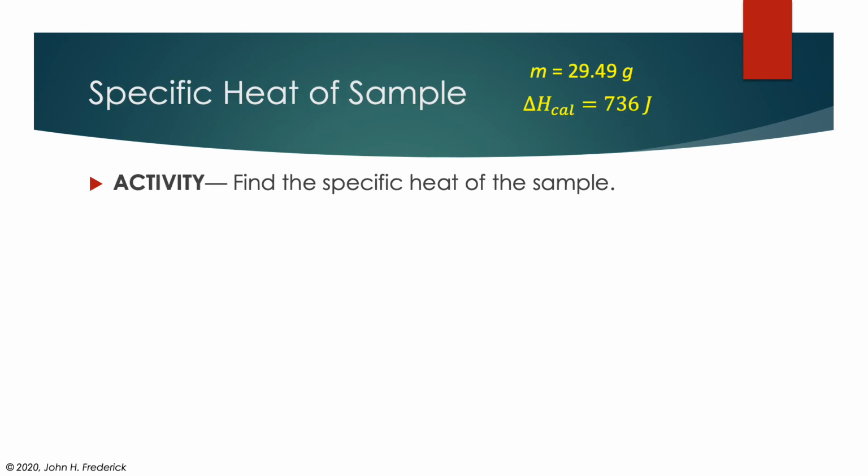All right, we're going to do the final part now, and that's to figure out the specific heat of our unknown sample. I'll remind you that its mass is 29.49, and the enthalpy change of the calorimeter that we measured was 736 joules. So now, as a third activity, I want you to find the specific heat of the sample from this information. All right, hopefully you've had a chance to do that.